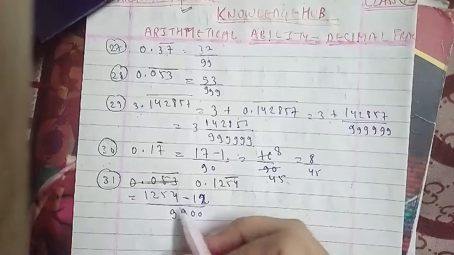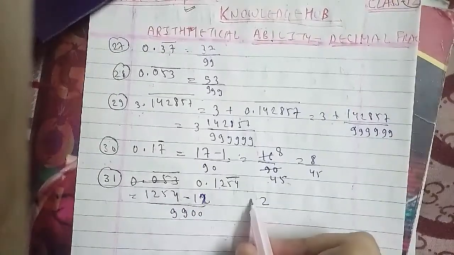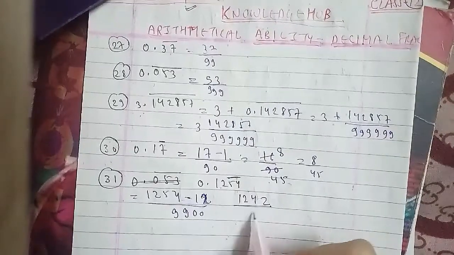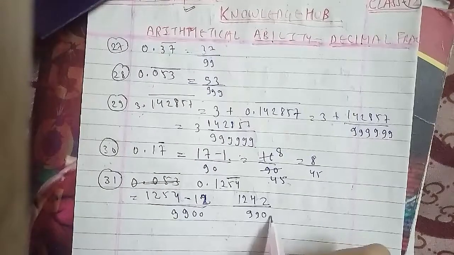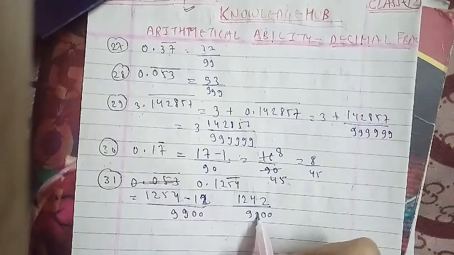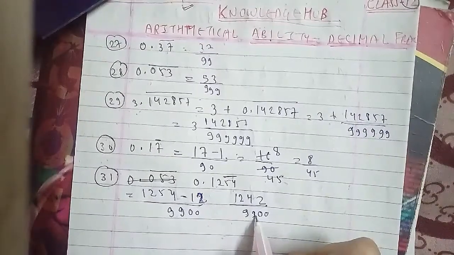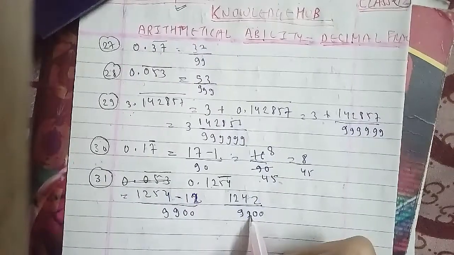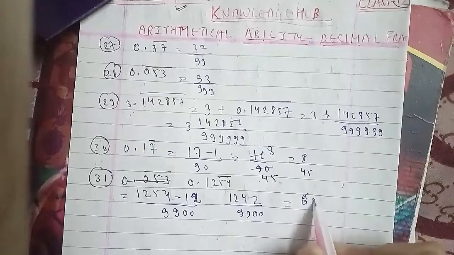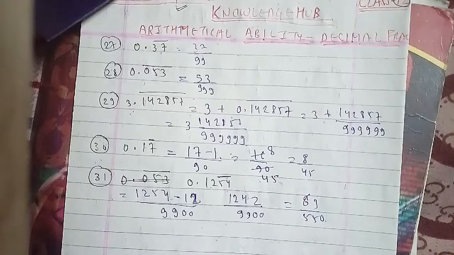So after this, 1254: 4 minus 2 is 2, 5 minus 1 is 4, and then 2 and 1. So 1242 upon 9900 here. We'll solve it out as well, so here we go ahead and find it out. So that will be 69 upon 550. That will be the right answer for this question as well.